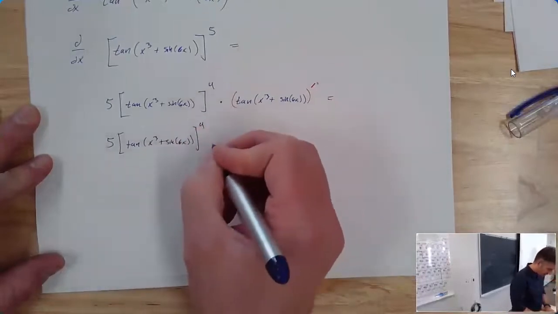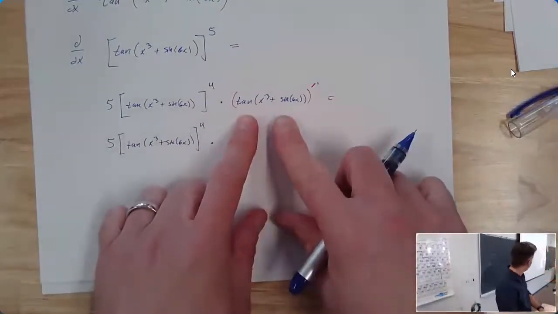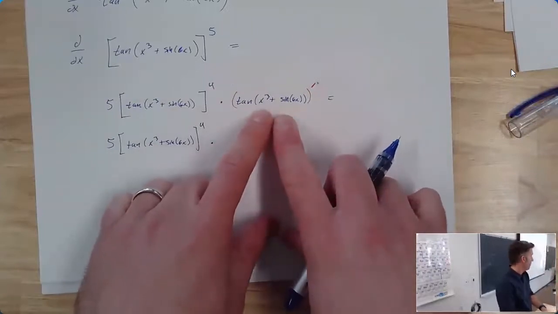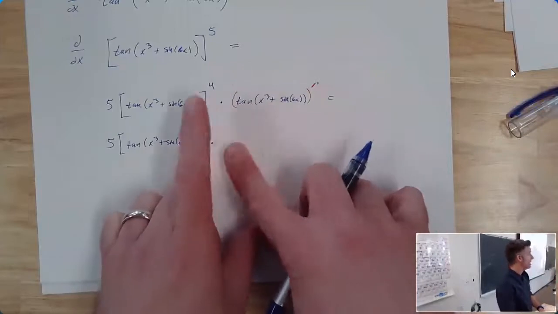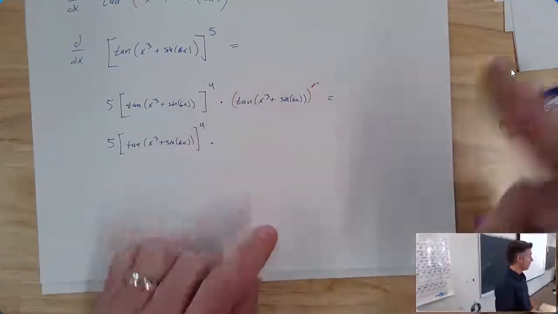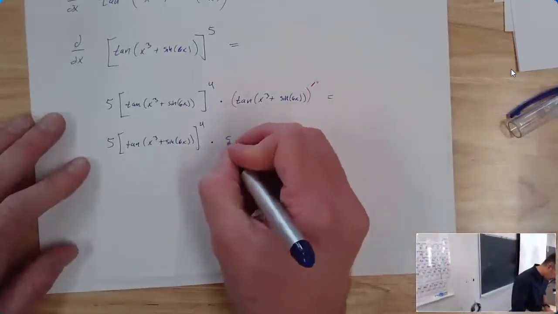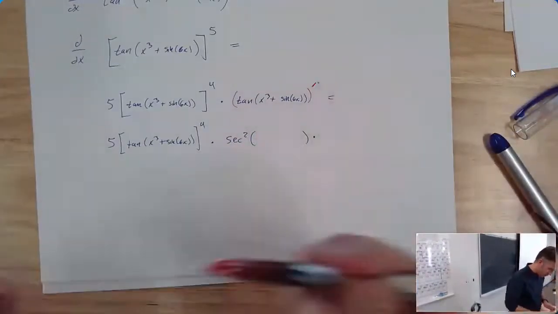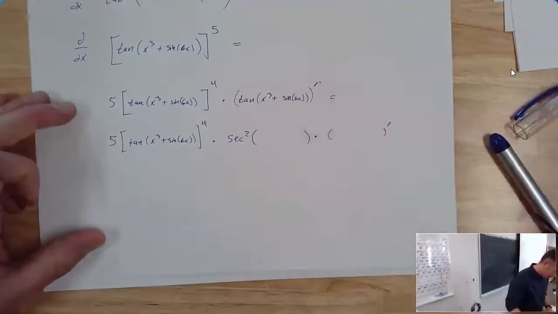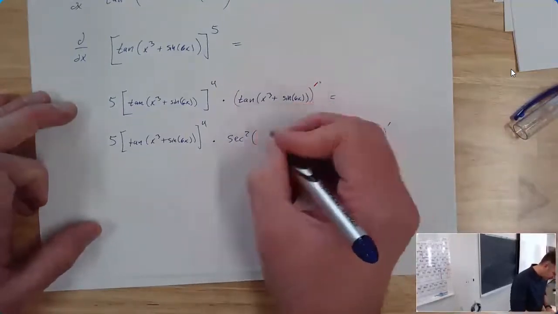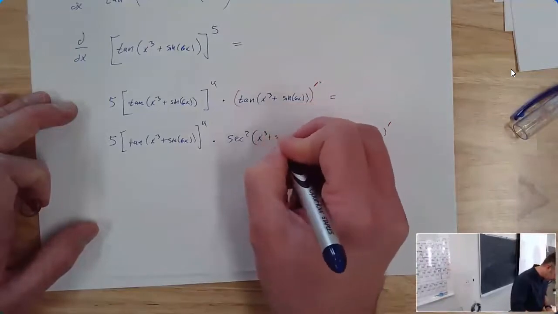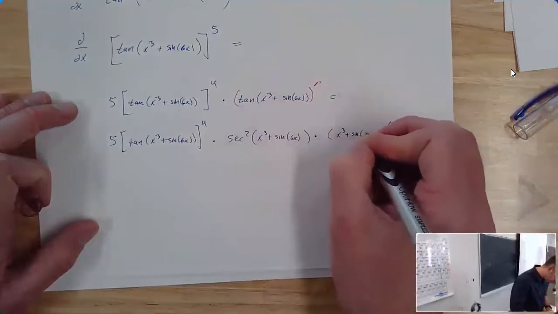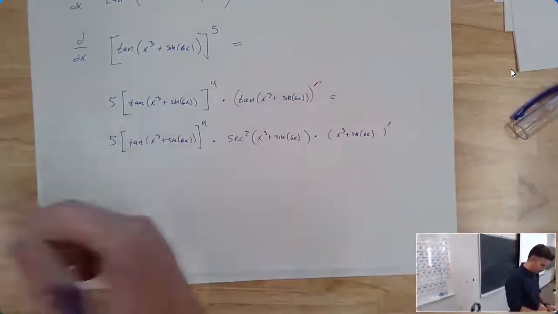The 4th. Okay, so now looking at this new piece I'm differentiating, I have tangent of some new stuff. And the derivative of tangent of some new stuff is going to be secant squared of that new stuff times the derivative of that new stuff. So I'm going to get secant squared of my new stuff times the derivative of my new stuff. That's going to be secant squared of x cubed plus sine of 6x times the derivative of x cubed plus sine of 6x. And then we keep going.